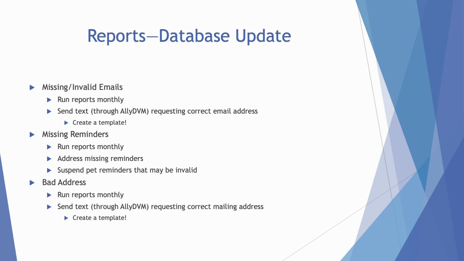There's a report in there called Missing and Invalid Emails. If a client actually comes in, the retention calendar is going to catch that. But what about the people who aren't actually coming in? They're not coming in because maybe they're not getting their reminders, because we don't have correct information. There's a report that you can run. I highly suggest that you run it monthly. Go ahead and send a text through AllyDVM requesting the correct email address, letting them know if they're due or not. They may not be due, but it's still a good time to get that information from them.